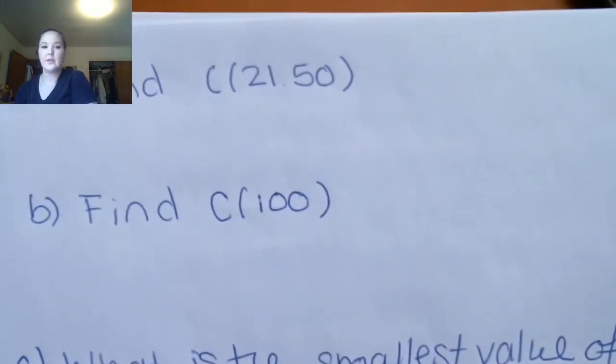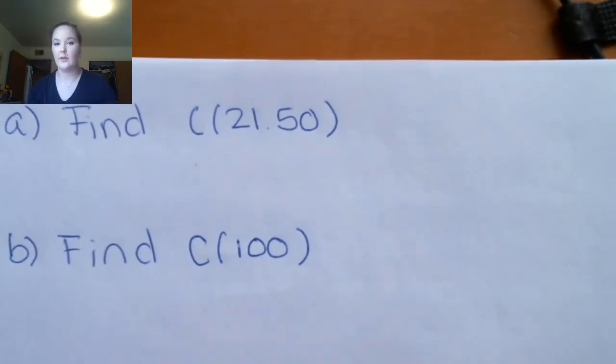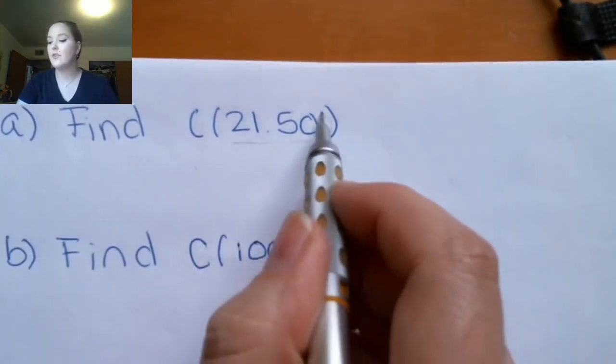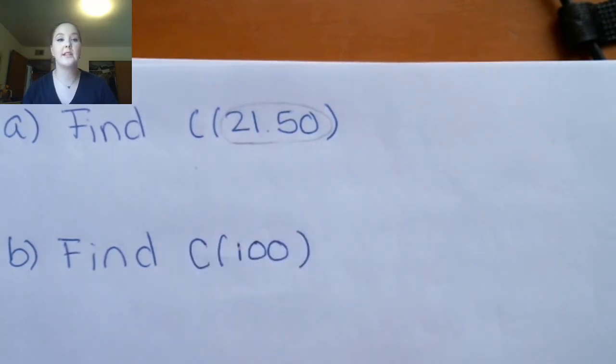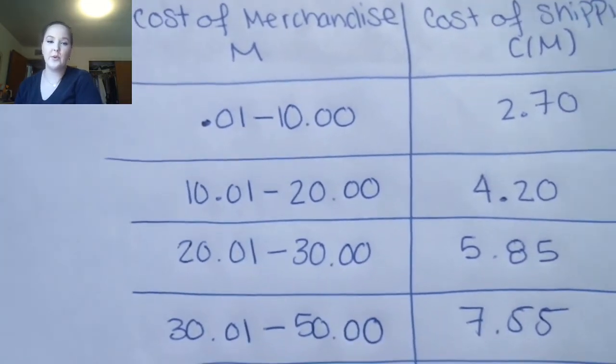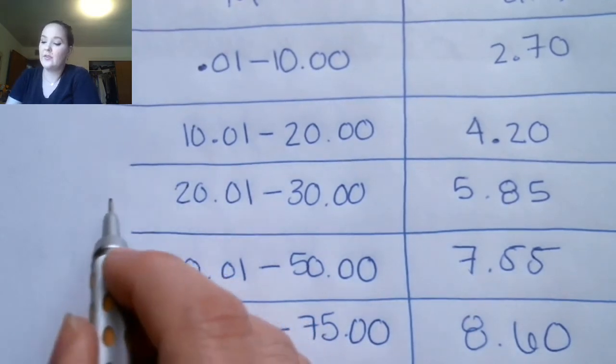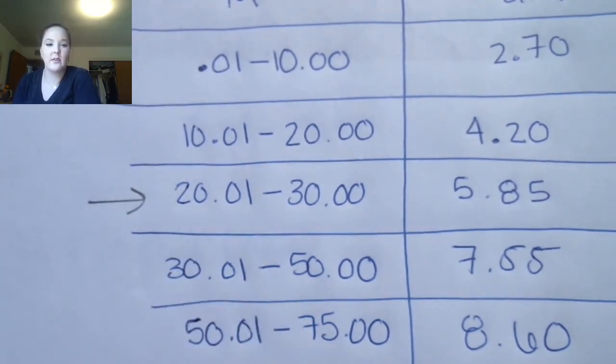Okay, so the first question, part A, says find C of 2150. Okay, so this 2150 is an input, right? That's a value for M. So we're going to look at where 2150 would fall. Okay, so I'm sure you guys can see that 2150 falls into this range between $20 and $30.